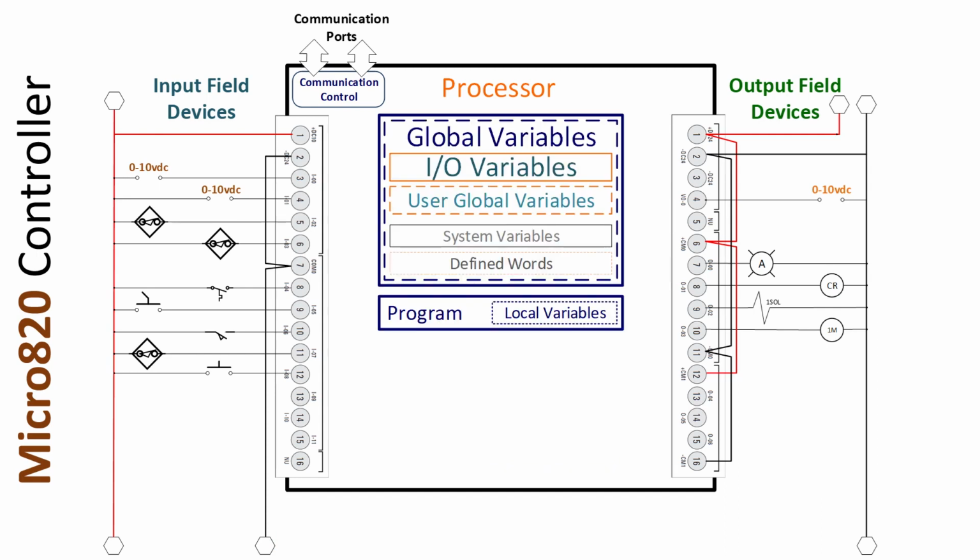Let's discuss how Connected Components Workbench maps out the RAM. Now keep in mind that this controller, or rather its processor, has firmware. And firmware, they also sometimes call it executive software.